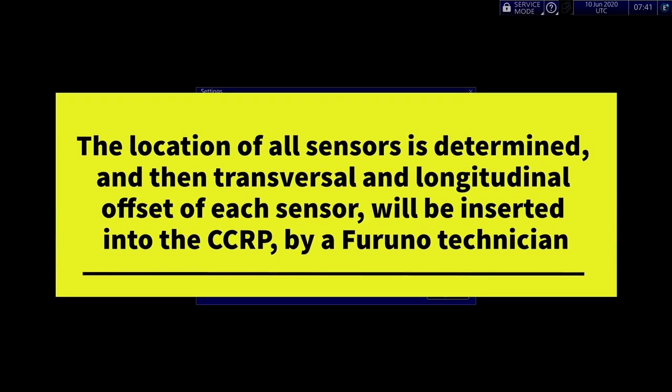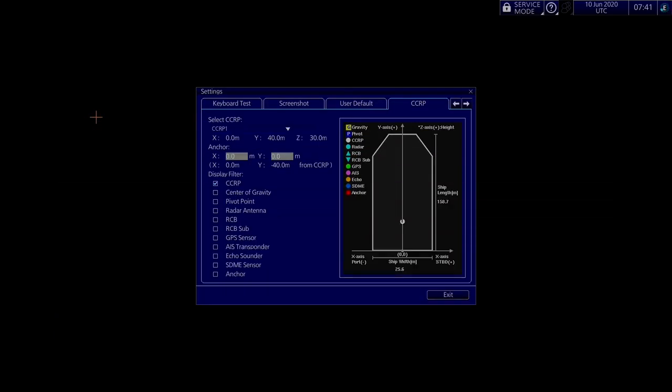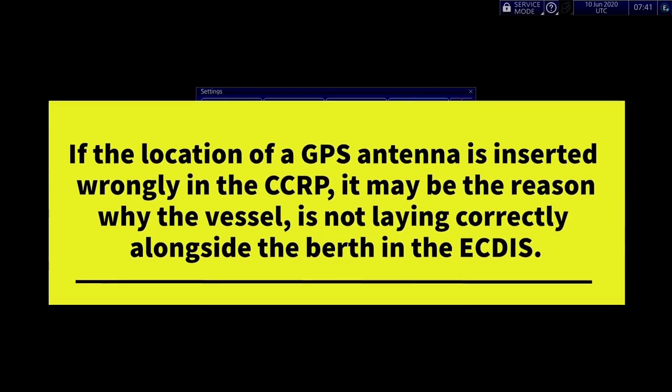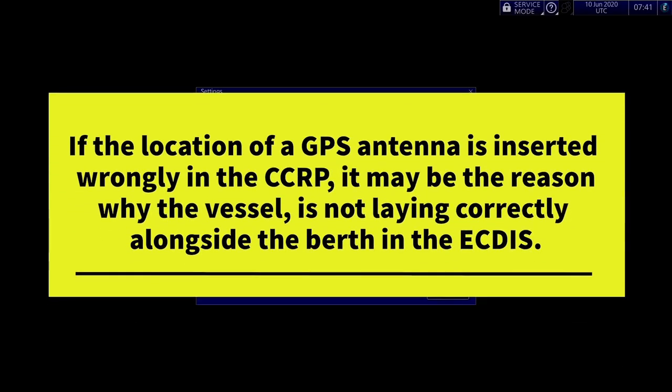The location of all sensors is determined, and then the transversal and longitudinal offset of each sensor will be inserted into the CCRP by a FURUNO technician. If the location of a GPS antenna is inserted wrongly in the CCRP, it may be the reason why the vessel is not laying correctly alongside the berth in the ECDIS.